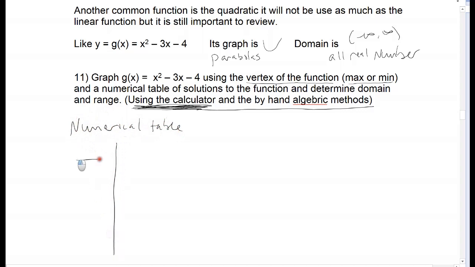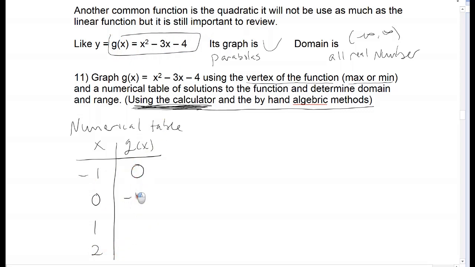Which means I just want to pick some table values I'm going to plot. It's always a good idea to pick positive and negative values, just to see how it lands. So I'm just going to hit -1, 0, +1, maybe 2 to give me a fairly good shape. I'm plugging them into this function, g of x. When I plug -1 in, I get 0 out. When I plug 0 in, I get -4 out. When I plug 1 in, -6. And when I plug 2 in, I also get -6. So there are some table examples.